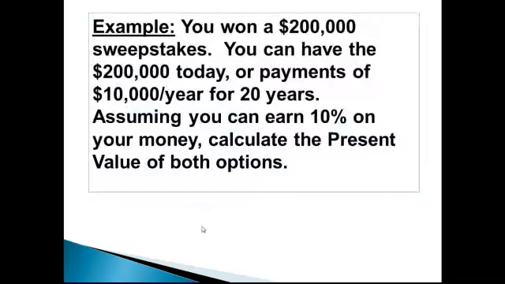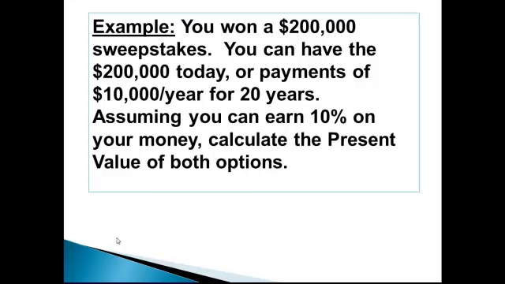All right, now you've won a $200,000 sweepstakes. You can have the $200,000 today or payments of $10,000 per year for 20 years. So if you do the math, either way you're getting $200,000. You can earn 10% on your money, and you want to calculate the present value of both options. So this shows you why present value is helpful. It is difficult to compare these because they're at two different points in time.